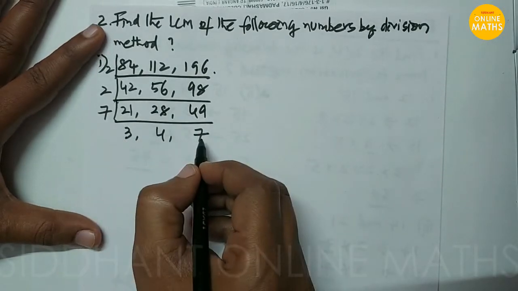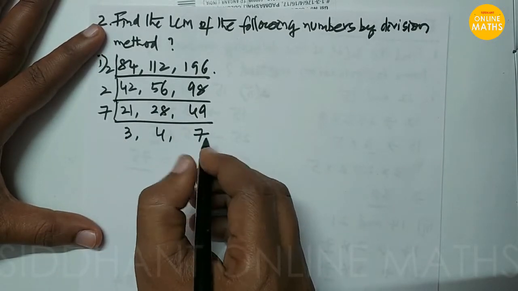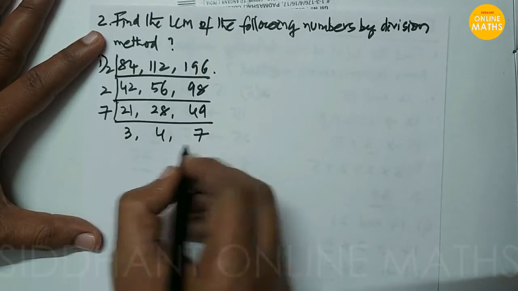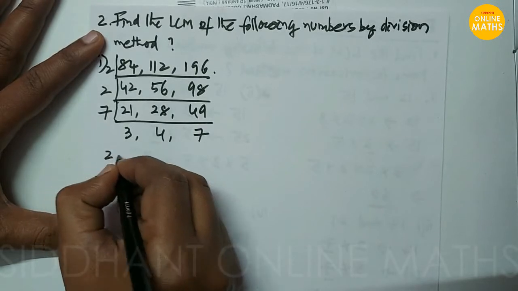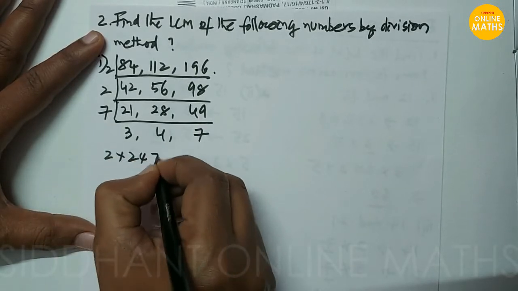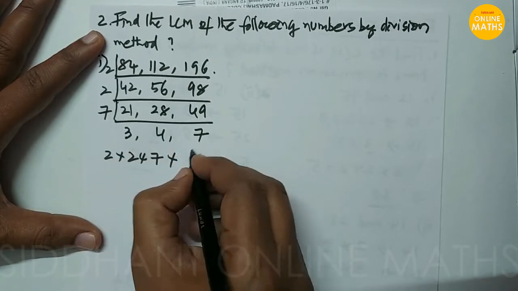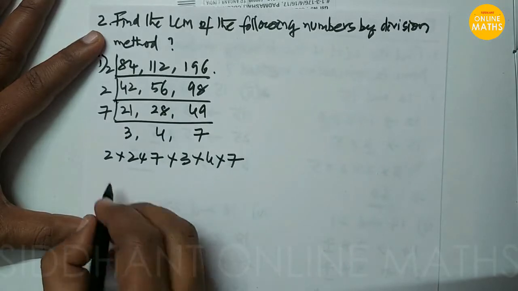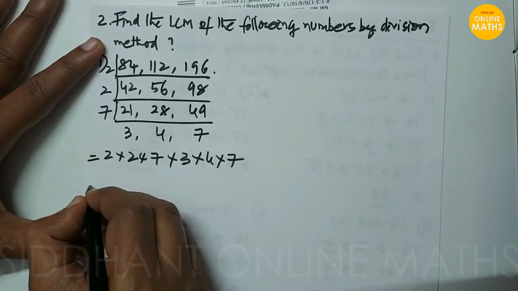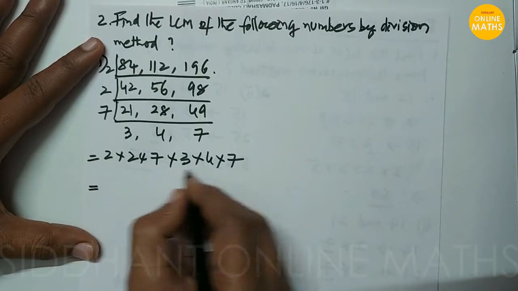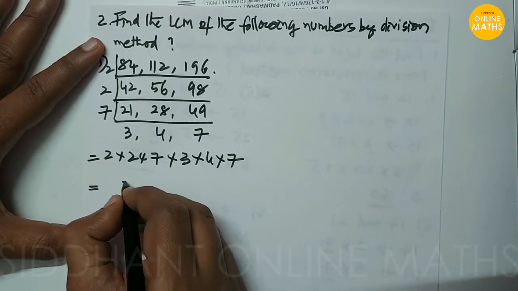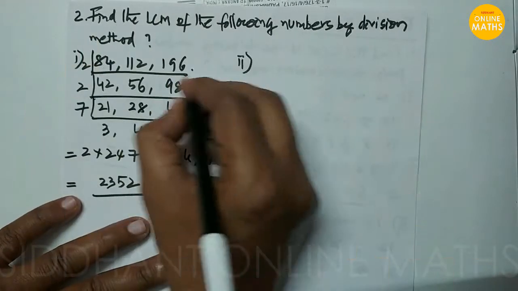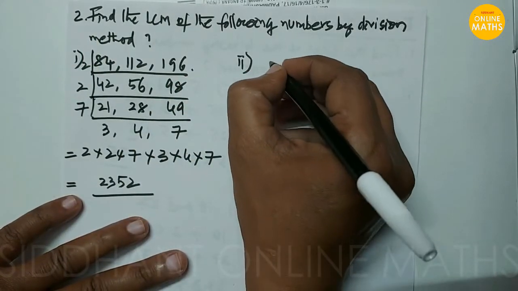Next, it won't go with any common number, so we just multiply the divisors and remainders. So divisors 2 into 2 into 7 into the remainders 3 into 4 into 7. So when you multiply this, you get 2352.